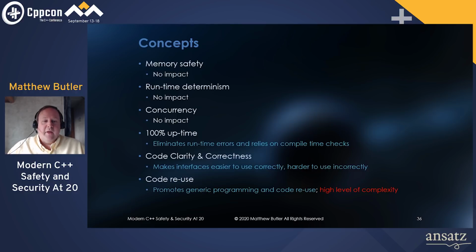So this is going to eliminate runtime errors, and because it now relies on compile time checks, that is exactly what we want. It makes the interfaces easier to use correctly, harder to use incorrectly, just like Scott Meyers has said so often. It promotes generic programming and a lot of code reuse. People, I think, in doing this, it makes a lot more sense to put things into libraries now instead of writing a single one-time use function. The only thing that I see in it is it's got a high level of complexity.